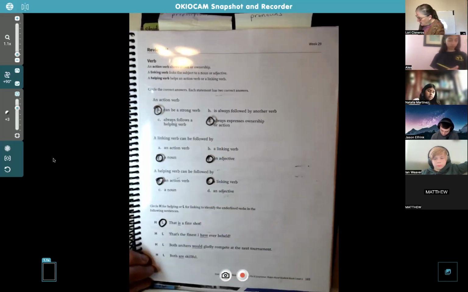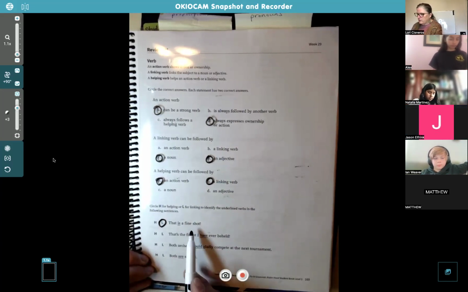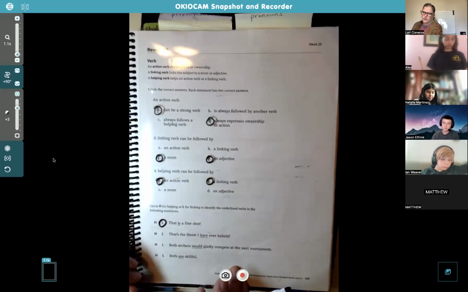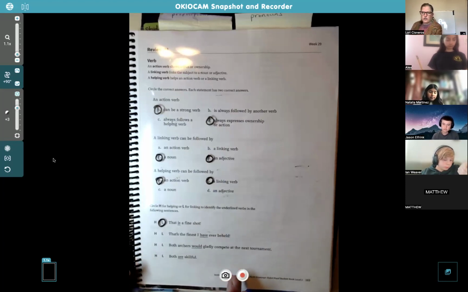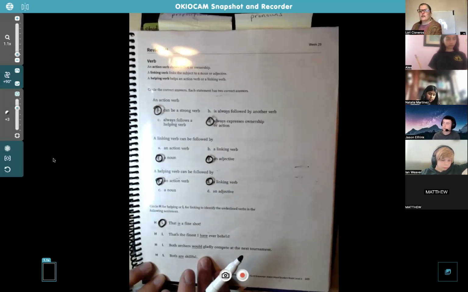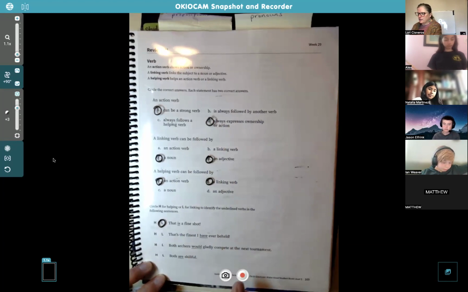And you're right, it is a linking verb because it's followed by the noun shot. It's linking that to shot. And that is referring to the shot. So it's linking those two words together. Good. So then Natalia, go ahead and read the sentence first and then tell me if you think it's helping or linking. That's the finest I have ever beheld. Good.